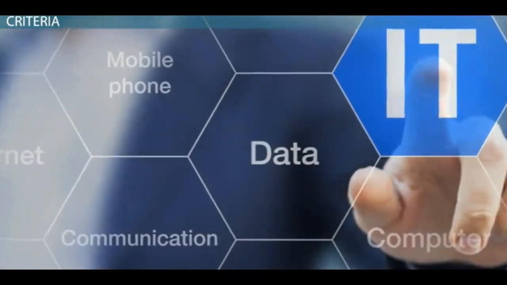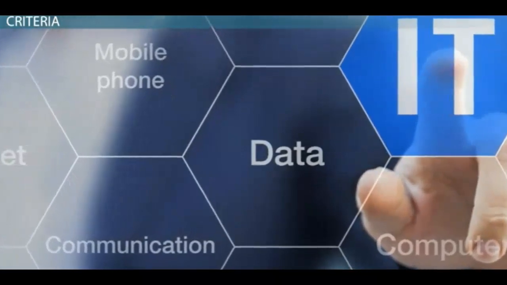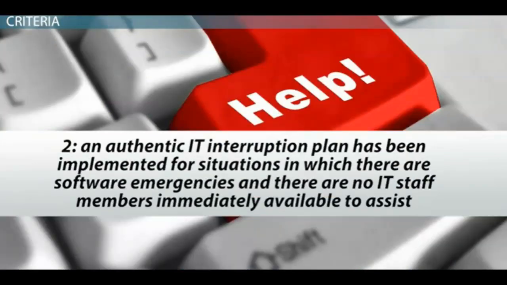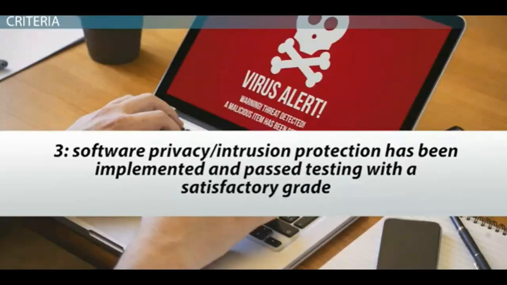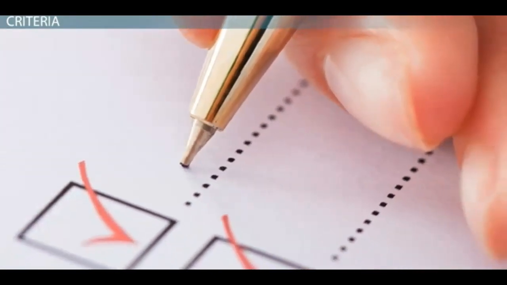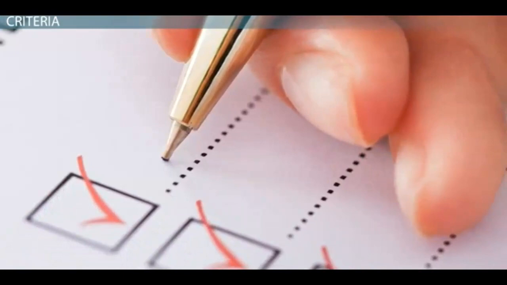Using our IT example, let's take a look at some of the criteria that may be used for a project. 1. System backup settings have been tested and have passed. 2. An authentic IT interruption plan has been implemented for situations in which there are software emergencies and there are no IT staff members immediately available to assist. And 3. Software privacy and intrusion protection has been implemented and passed testing with a satisfactory grade. These types of criteria are used to show exactly how your IT company will go about making sure that the deliverables will be met.